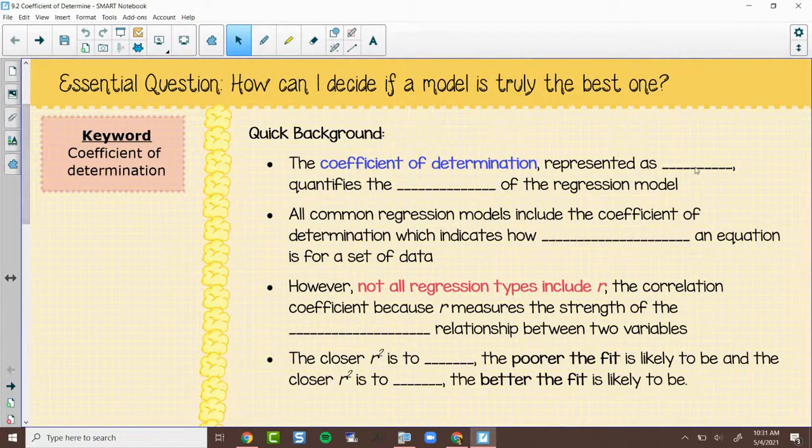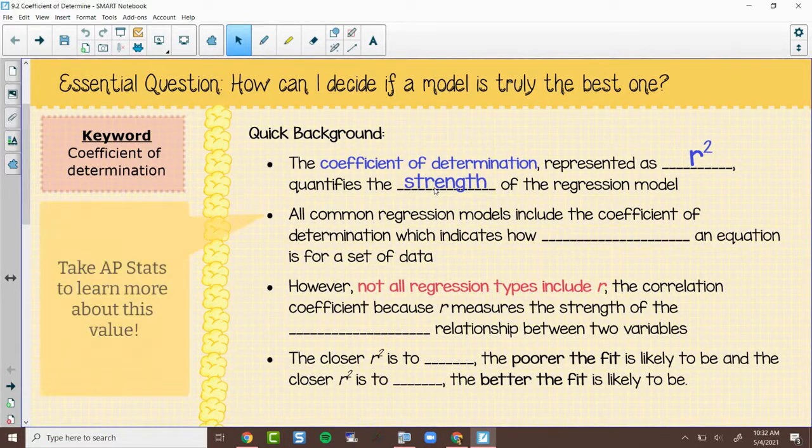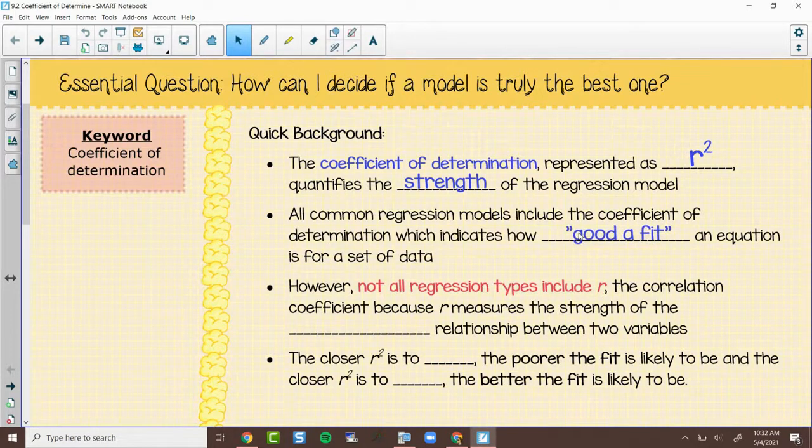So the coefficient of determination, which is represented by r squared, is actually going to quantify the strength of the model or the equation that we picked, because all common regression models actually include the r squared, because it's really going to tell us how good a fit we have. Obviously, the higher the number, the better.